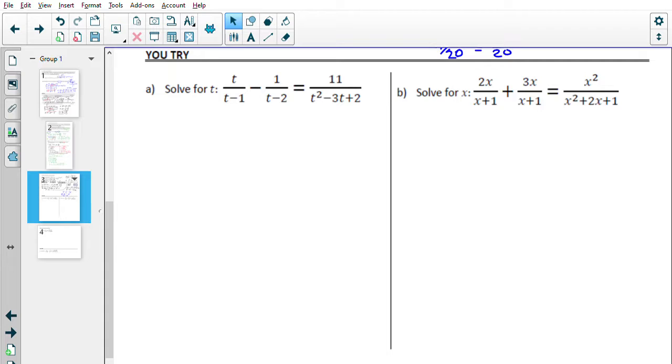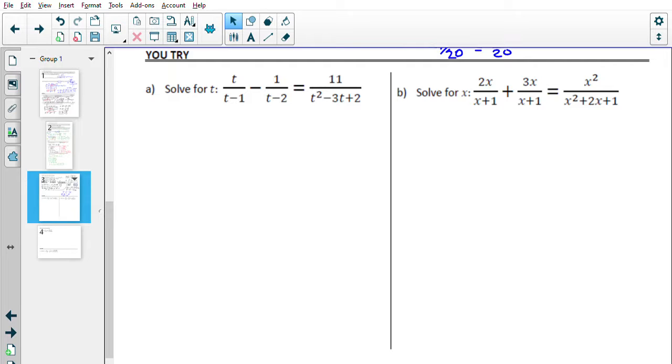Okay, so here's our two questions we have to do and then check. The first one is going to be much nicer than the second one. Actually, the second one solves nice, but then when we go to check, it's going to be really, really gross. So anyway, let's get started.